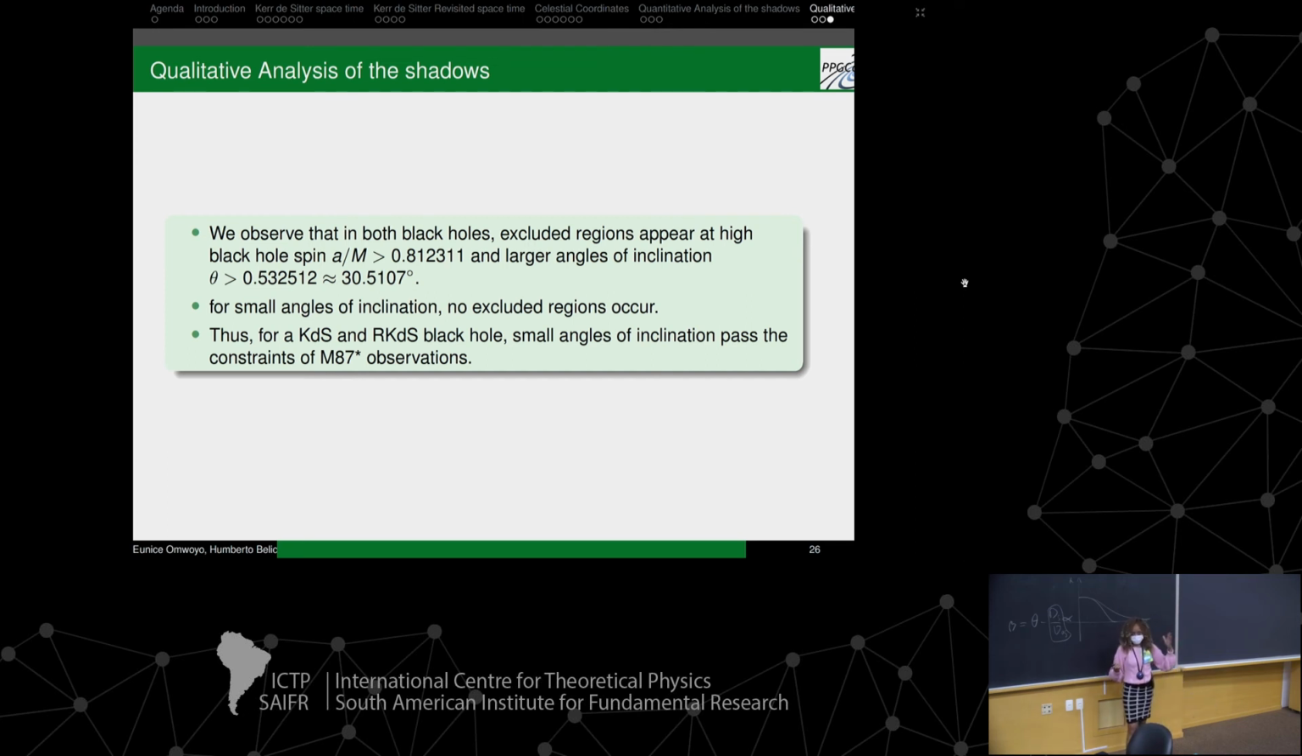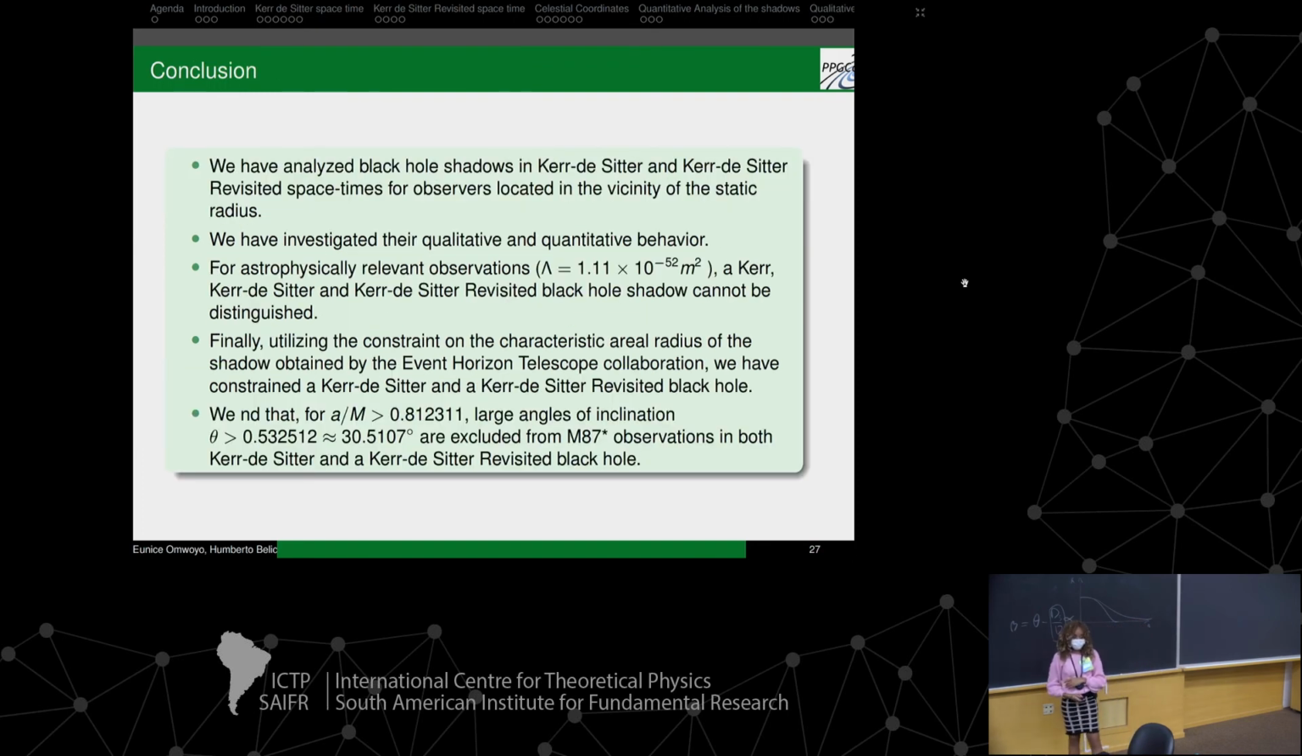0.812311, that's not allowed with respect to M87, and the angle of inclination when it's greater than 30.5107 degrees. These angles of inclination do not pass the constraints of M87, and therefore we found that the angles of inclination that pass are small, and also for small values of the black hole spin. Yeah, so that's what we did.